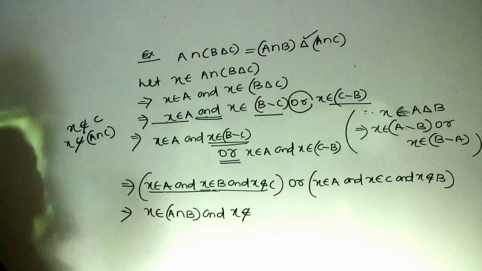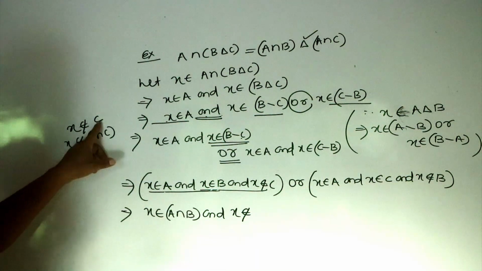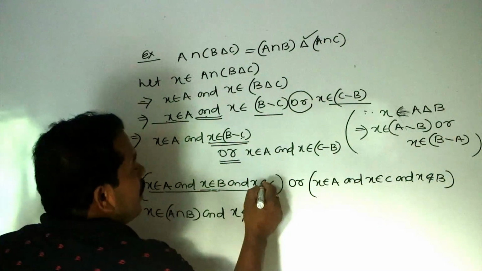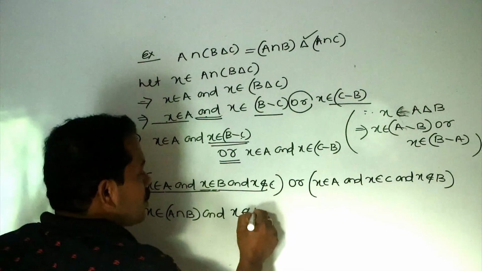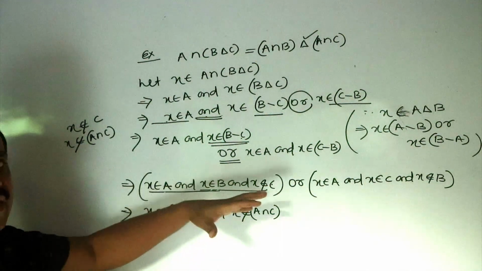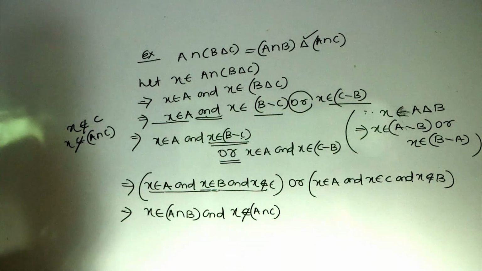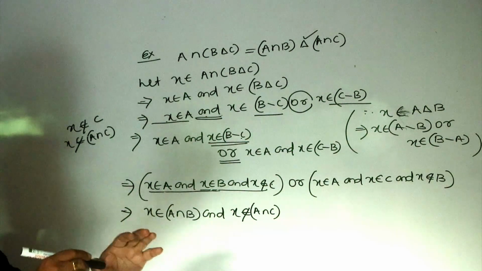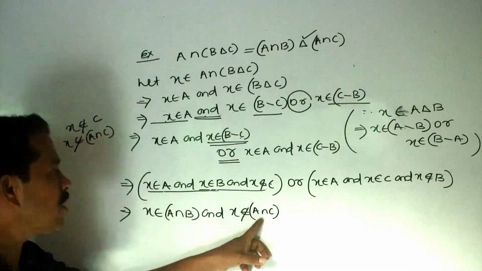Which one is the element of A intersection C? Which is both in A and also in C? Since it is not in C, it cannot be an element of A intersection C. So if x does not belong to C, we can argue that x does not belong to A intersection C. X is an element of A intersection C when x is an element of both A and C. Since it is not an element of C, it cannot be an element of A intersection C.